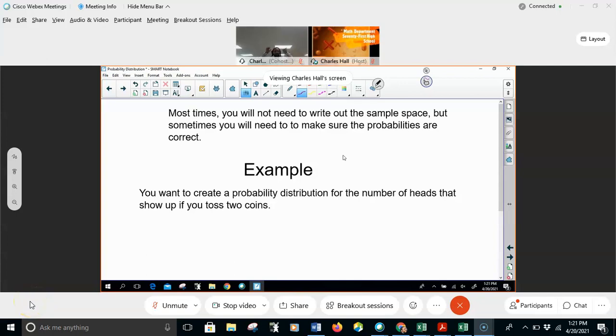All right, so just like I said, we're at the end, guys. We're right here. With this part, it says sometimes you will not need to write out the sample space. Sometimes you just won't. Sometimes it's just that easy, you won't have to do it. But sometimes you will need to make sure the probabilities are correct.